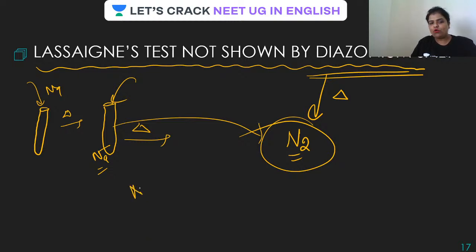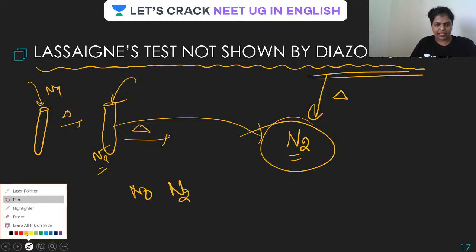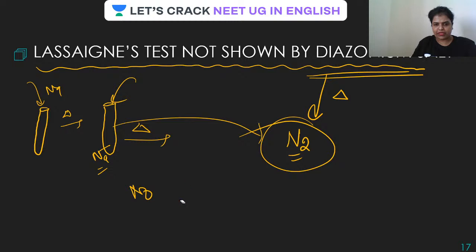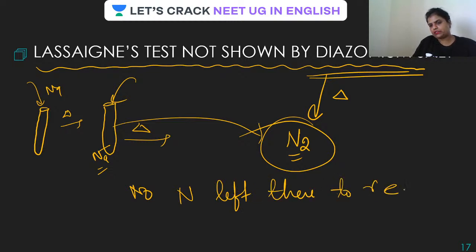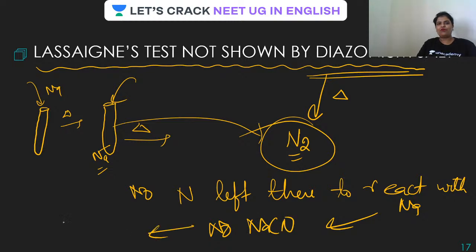So there is no nitrogen to react with sodium. Or better, you write here N, because from the molecule it will be N only. So no nitrogen left there to react with sodium. So no NaCN. Therefore, no Lassaigne's extract and no test. Done.